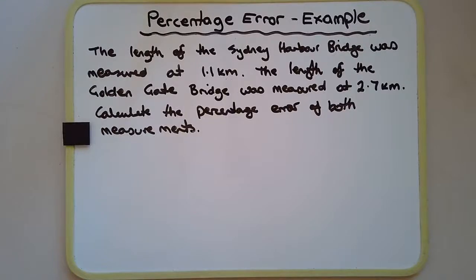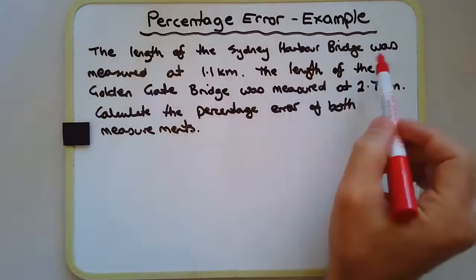Here is another example involving percentage error. It's a bit different from the previous example that we looked at, where the length of a room was measured to 4.1 meters, but with two different measuring instruments, obviously with two different accuracies or two different precisions. This example uses the same measuring instrument, with the same precision, but two different measurements.